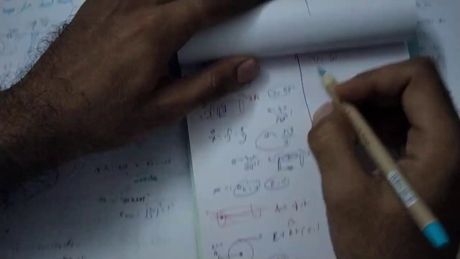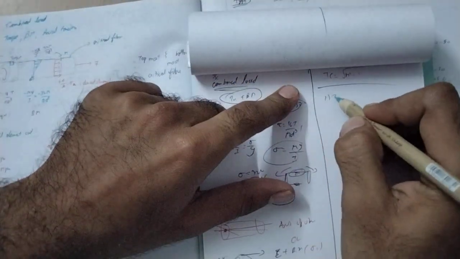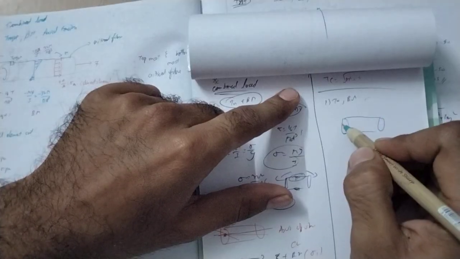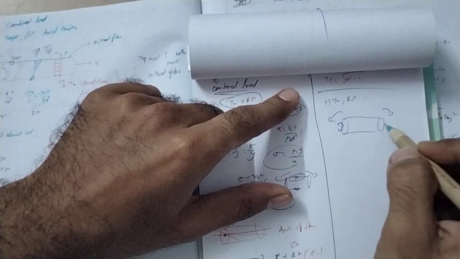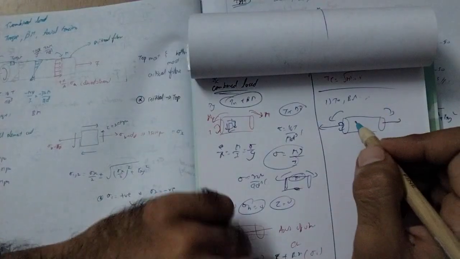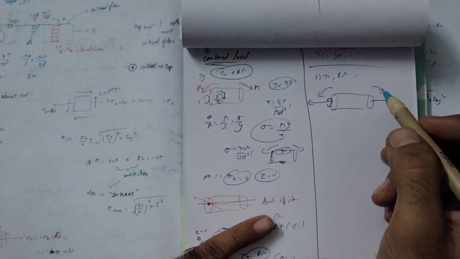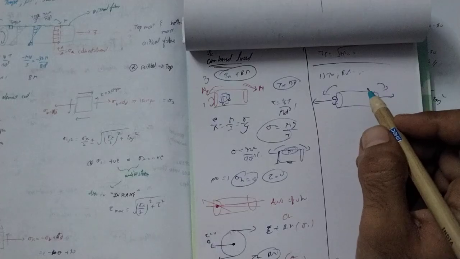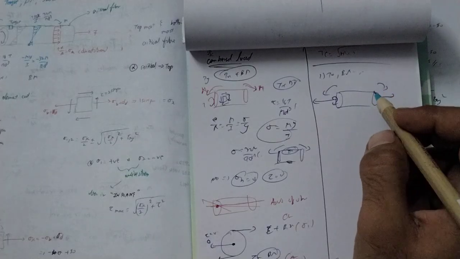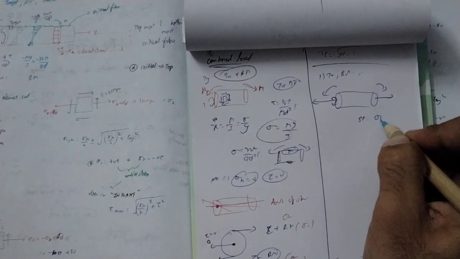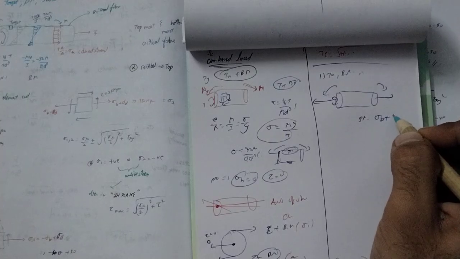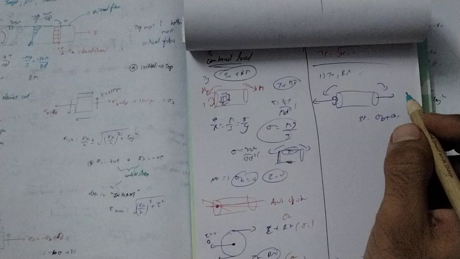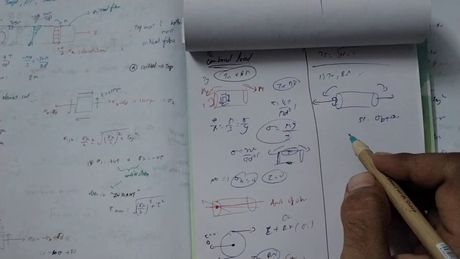So next one, type 2, combined loading. Torque is given, bending moment is given, and axial force is also given. So like this, torque like this, bending moment like this, and axial like this. Now here the stress will be the bending stress plus this direct stress. As we apply the axial force, axial stress will also be there. I think you got the point.